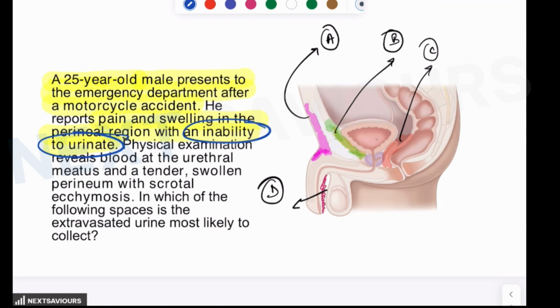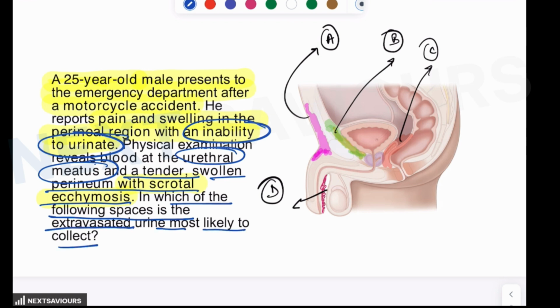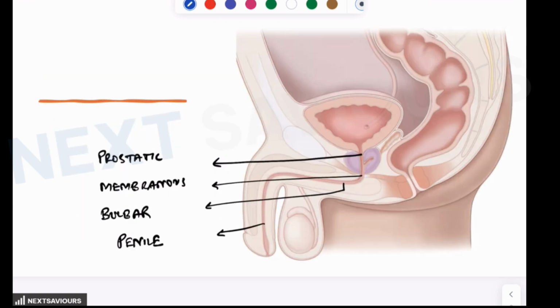Now, physical examination reveals blood at the urethral meatus and a tender swollen perineum with scrotal ecchymosis. Now, this much is more than sufficient for you to identify that the patient is suffering from urethral injury without any doubt. Now, in which of the following spaces is the extravasated urine most likely to get collected? Here the examiner can mark some of the spaces and ask you a question in relation to diagrammatic representations. So, the step-by-step approach to these kinds of questions is that you have to understand the urethral anatomy.